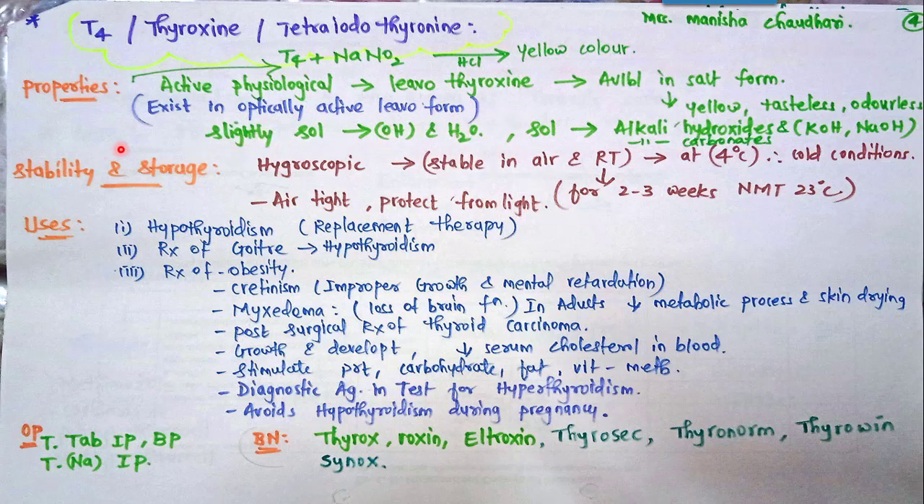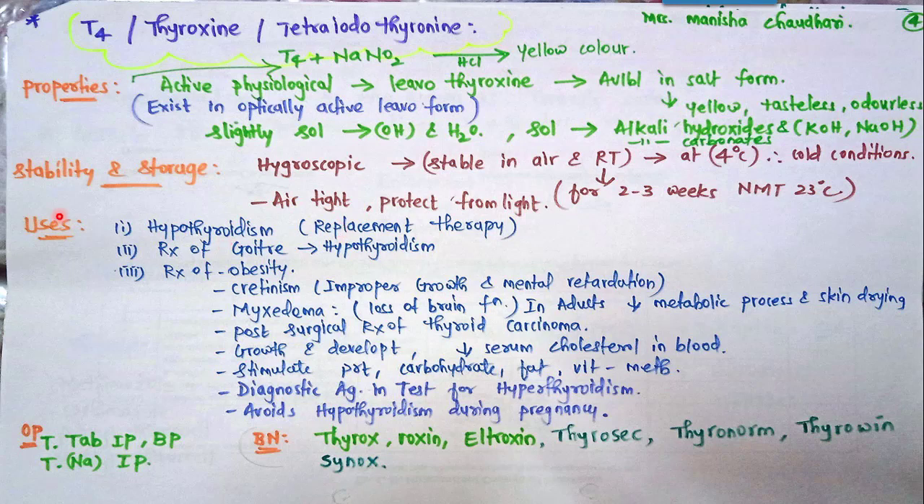Coming towards the solubility, it is slightly soluble in alcohol and water. It is soluble in alkali hydroxides such as KOH, NaOH, and alkali carbonates. Then the color is yellow, tasteless and odorless, which is confined to levothyroxine. It is yellow in color, tasteless and odorless.